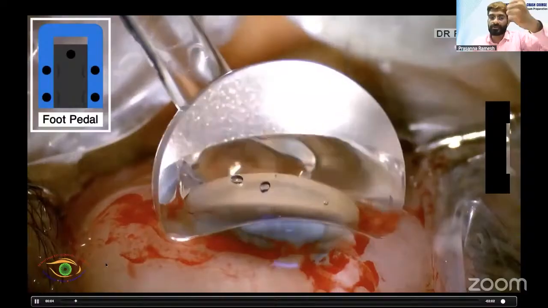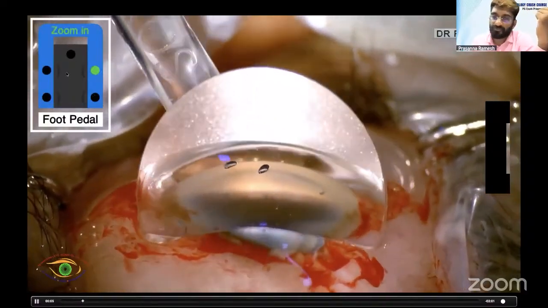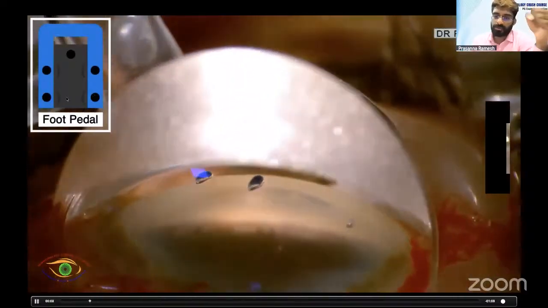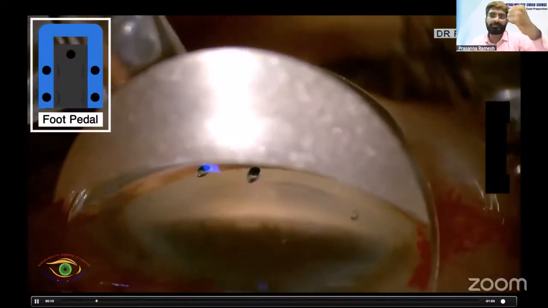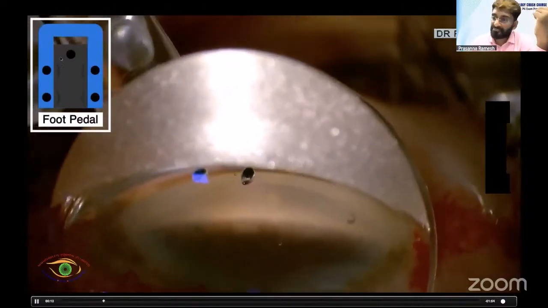Once you place the gonio lens, I use the foot pedal to zoom in, zoom out, and I never move the left hand. The left hand should never be moved. And for the foot pedal, your left leg should now take over: zoom in, zoom out, fine focus.